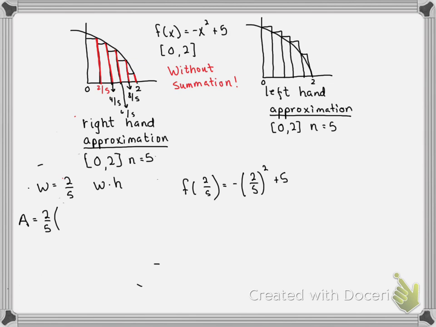We will first enter in 2/5, store x, enter, and then enter in your function, negative x squared plus 5. So when we evaluate that function at 2/5, we will get 4.84. Okay? The next value that we are evaluating is 4/5. 4/5, store x, enter, second enter, second enter, enter, and we get 4.36. Then we will also do that for 6/5.